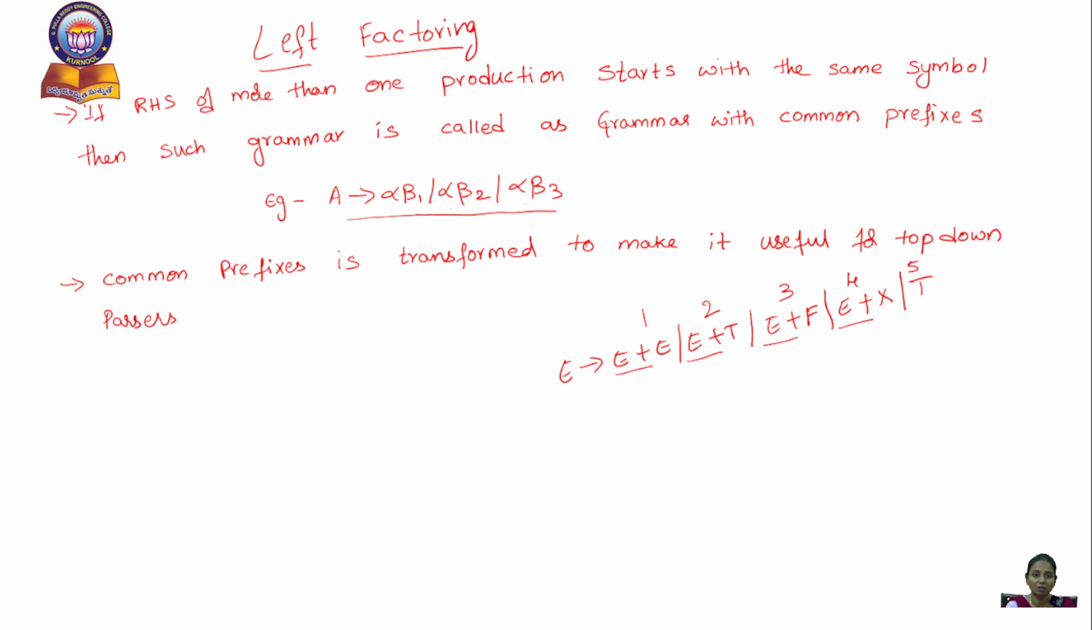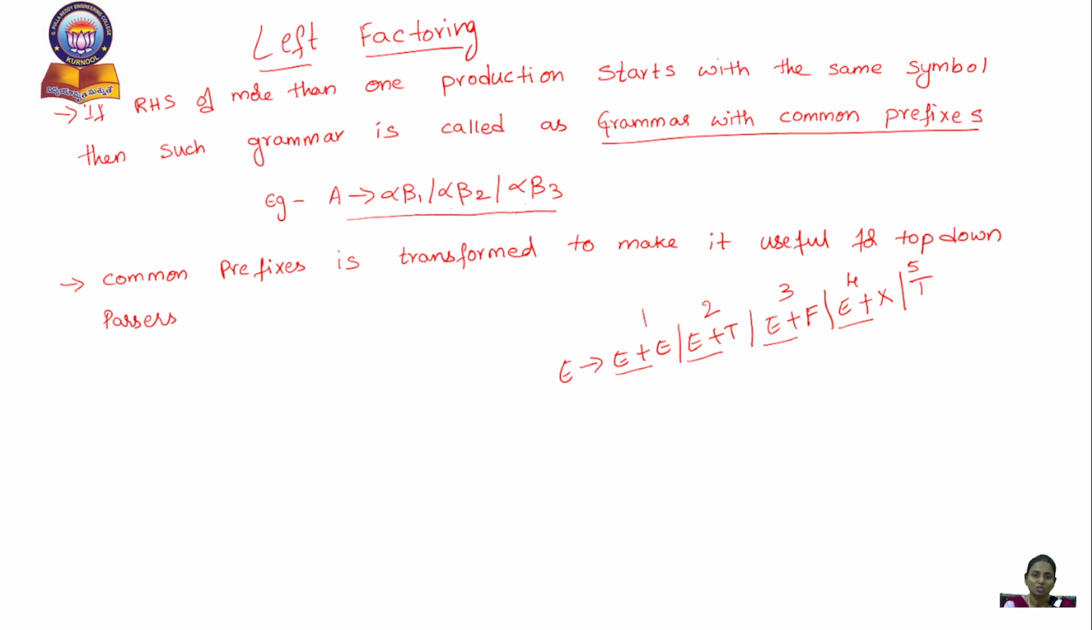I didn't give numbering to alpha because it indicates the similar one. I have given numbering to the beta because it indicates different terminals or non-terminals. Beta 1, beta 2, beta 3 may be any terminals or non-terminals but different ones. And alpha here is the same non-terminal or the same terminal. So if any production in a grammar is in this format, then we can call it a grammar with common prefixes.